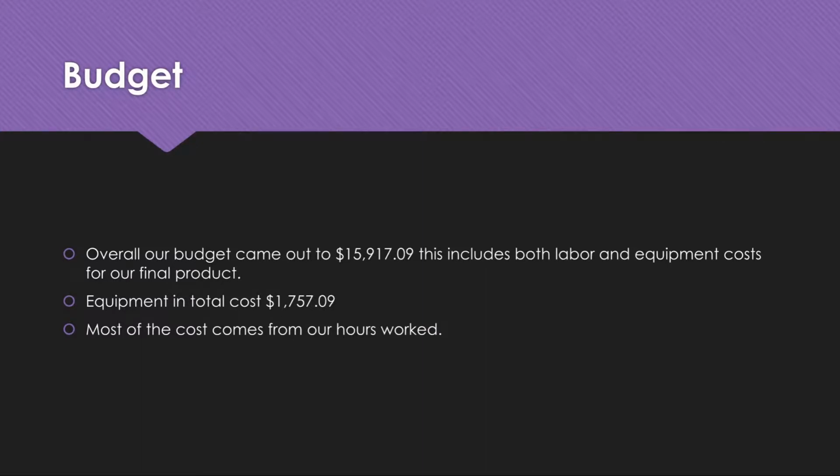Overall, our budget came out to about $15,917.09. This includes both our labor and equipment costs for the project. The equipment in total cost only about $1,757, and most of the cost was made up from our hours worked. We will have a more detailed structure of our budget later in the presentation, so do stay tuned for that.